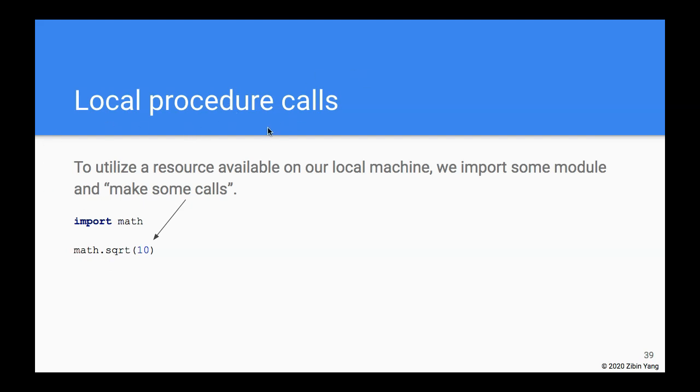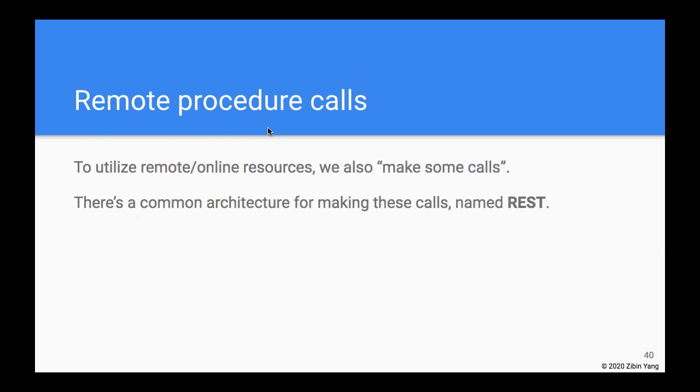Now, there are lots of useful resources that actually live on the internet out in the cloud. To utilize those online or remote resources, we can also make some calls. Now, those are not local calls. They are remote procedure calls. So we make a call to the internet, so to speak, right? And there is actually a common architecture for making these calls, and it is called REST.